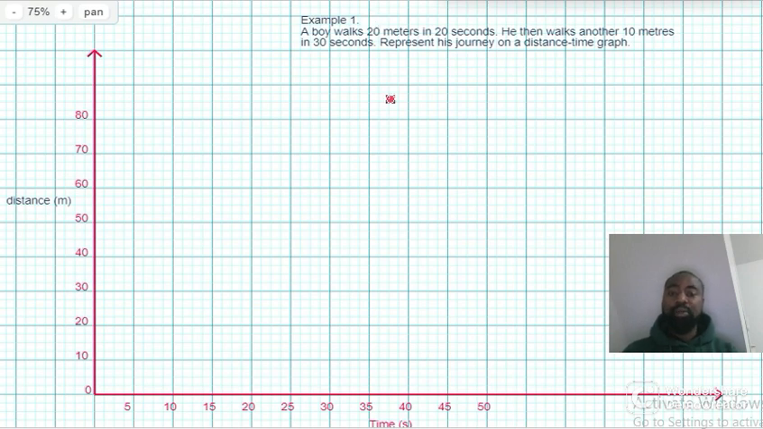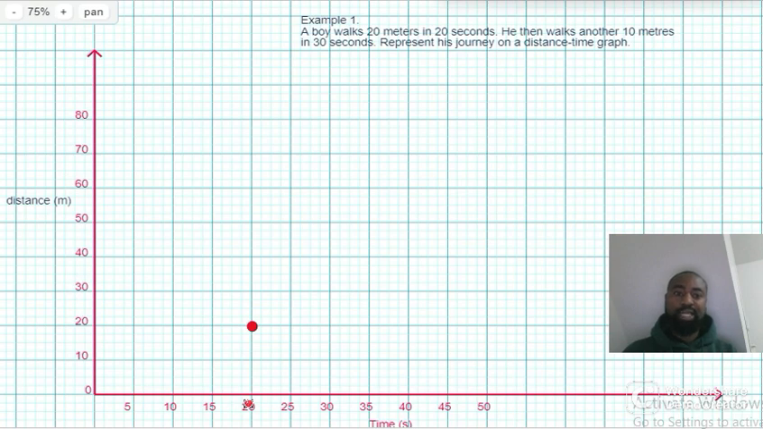So since the boy walks 20 meters in 20 seconds, we have to look out for the place where these numbers coincide in our distance and our time axis. So 20 meters in 20 seconds coincides at this point. 20 meters and 20 seconds.